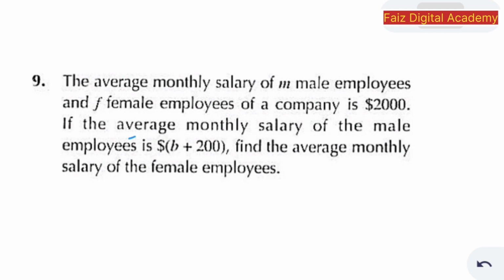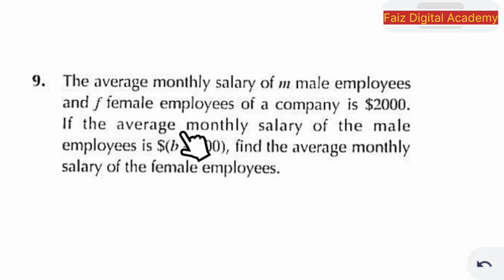Question number 9 states: the average monthly salary of m male employees and f female employees of a company is $2,000. So in this question they are giving us an example in which there are male employees and female employees. The male employees are represented with variable m and the total number of female employees is represented with f, and the average monthly salary of these employees is $2,000.